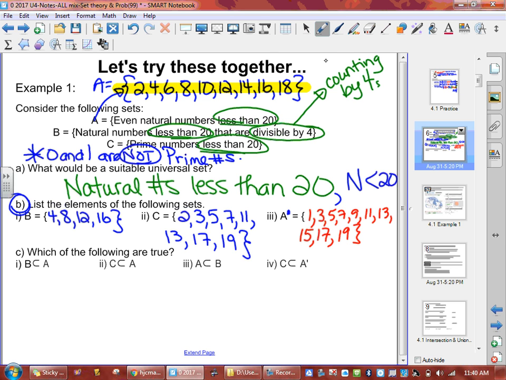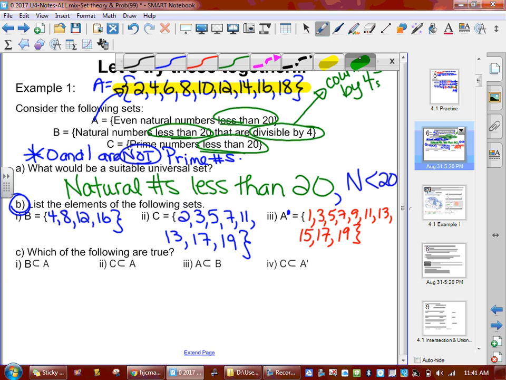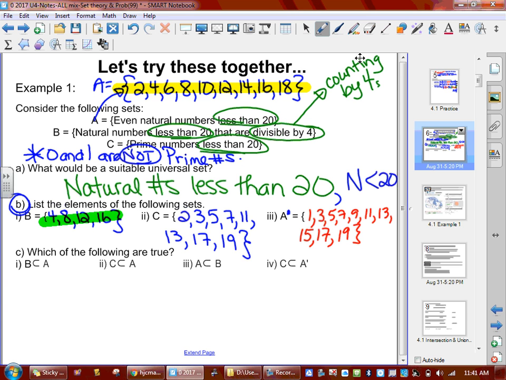Now we're going to find out whether the following things are true, and we're going to label what's in each set. So, B subset of A. If B is a subset of A, that means all the numbers in set B are inside set A. So if we look at set B, and I'm going to highlight it down here for you. Here's set B, 4, 8, 12, and 16. Are all of those numbers inside set A? Yes. So this is a true statement.